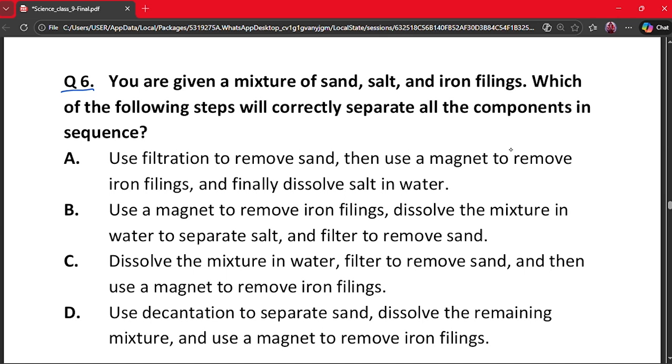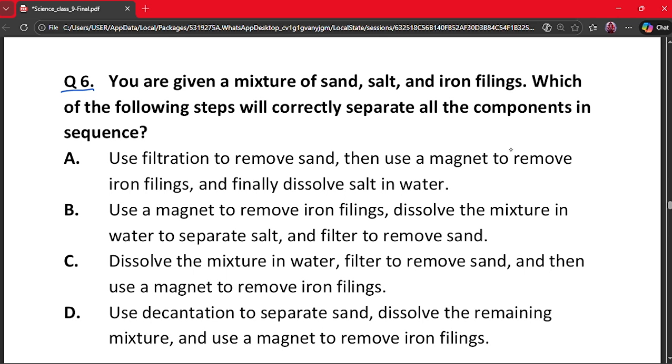A. Use filtration to remove sand, then use a magnet to remove iron filings, and finally dissolve salt in water. B. Use a magnet to remove iron filings, dissolve the mixture in water to separate salt, and filter to remove sand. C. Dissolve the mixture in water, filter to remove sand, and then use a magnet to remove iron filings. And D. Use decantation to separate sand, dissolve the remaining mixture, and use a magnet to remove iron filings.